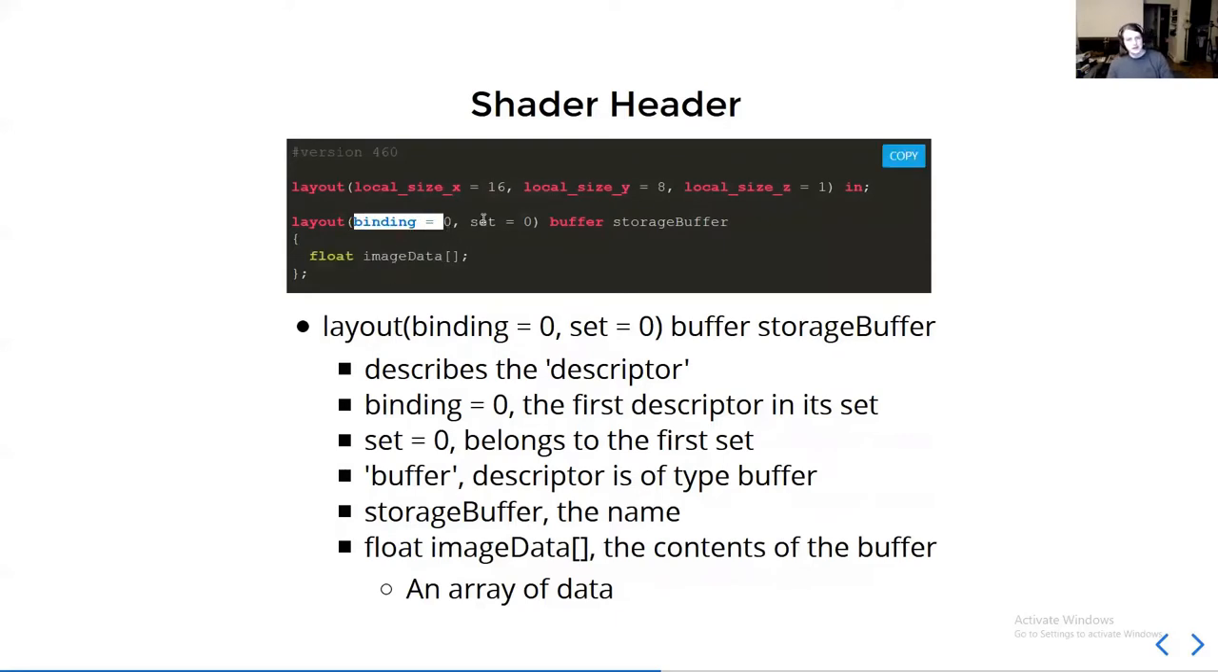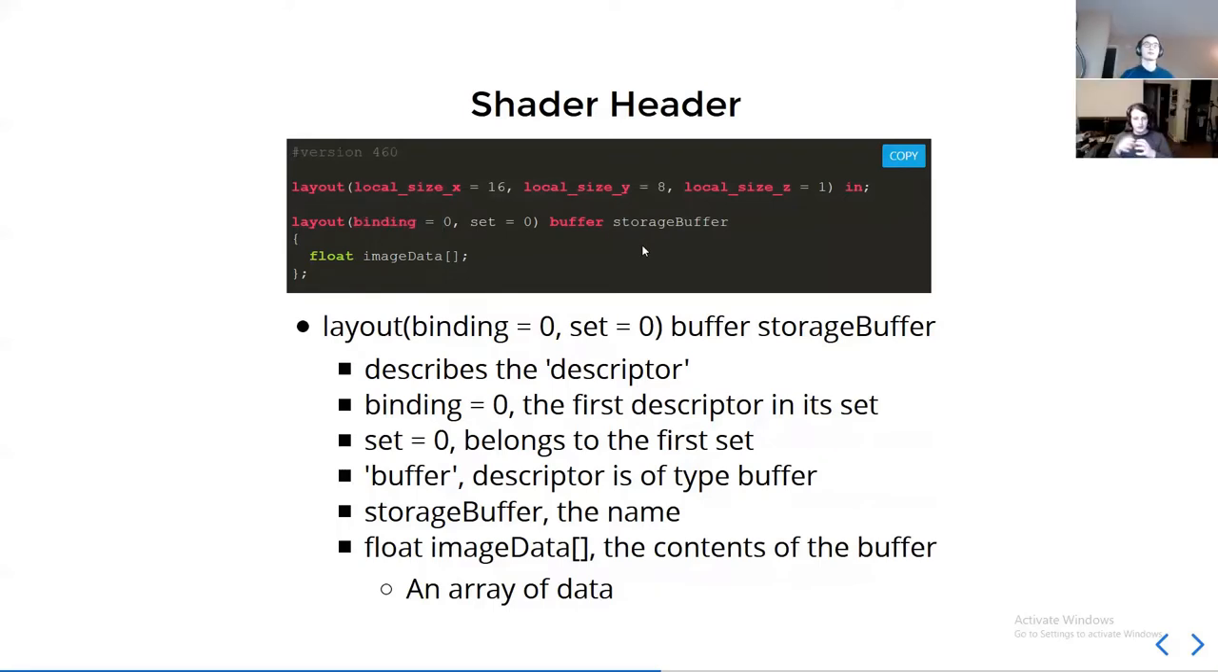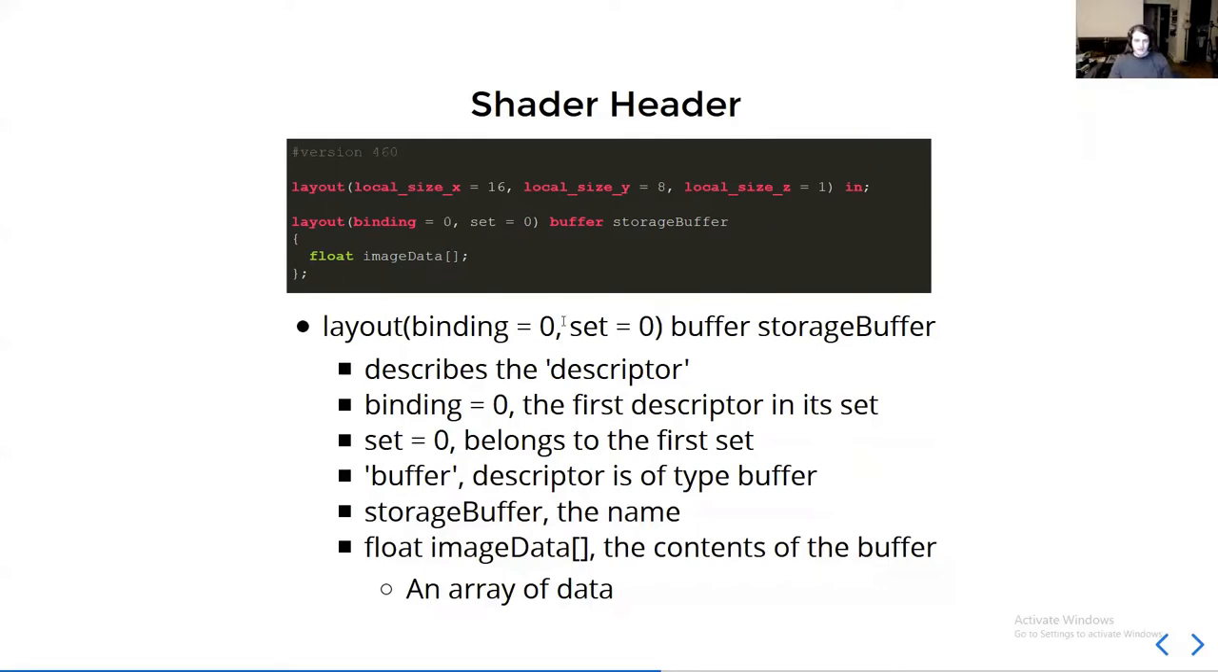The binding equals zero and set equals zero refer to the descriptor set this descriptor is in, and the binding, or the location, in that set. So when I said a descriptor, I meant a pointer to a resource of data. Let me see if I can highlight, this is that descriptor. We can have multiple of them, but we need to distinguish between them. So if we had multiple descriptors in a single set, we would have binding equals zero, binding equals one, binding equals two. Similarly, if we had multiple sets, we could have set zero and set one, and inside set one, we could have binding zero, binding one, binding two. So that's a quick rundown of what that all is. Because we're only using one binding and one set, with zero indexing, we just have zero, zero.